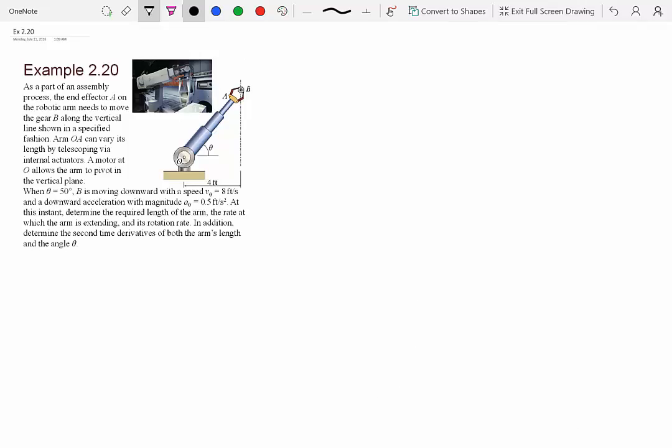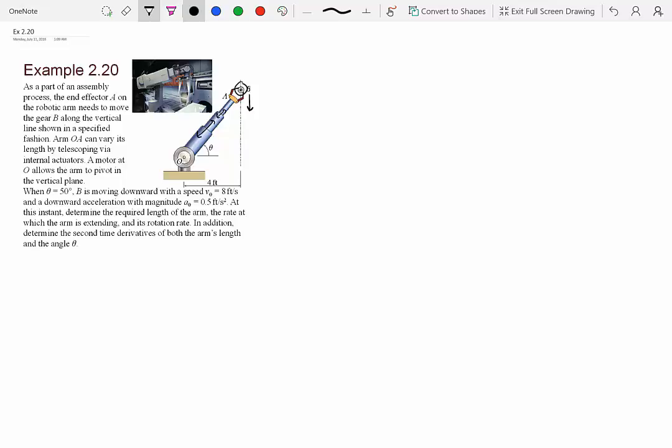Okay, let's look at this problem where we will employ a different coordinate system. In fact, in this particular case, we will end up employing two coordinate systems. So in this example, we have a robot, and there's an end effector A. So think of the end effector as your hand that can grab something. And the end effector A on the robotic arm needs to move the gear B along the vertical line shown in a specified fashion. So we have this gear B over here that needs to be brought down in a vertical line.